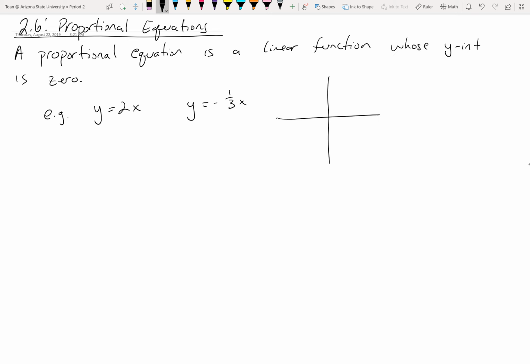Graphically, if the y-intercept is 0, oh, wow, I can't draw a line. That means it goes through the origin. So that is a proportional equation. That would be a proportional equation once I move them down. So that's all a proportional equation is. If you have a line that goes through the origin, it is a proportional equation.